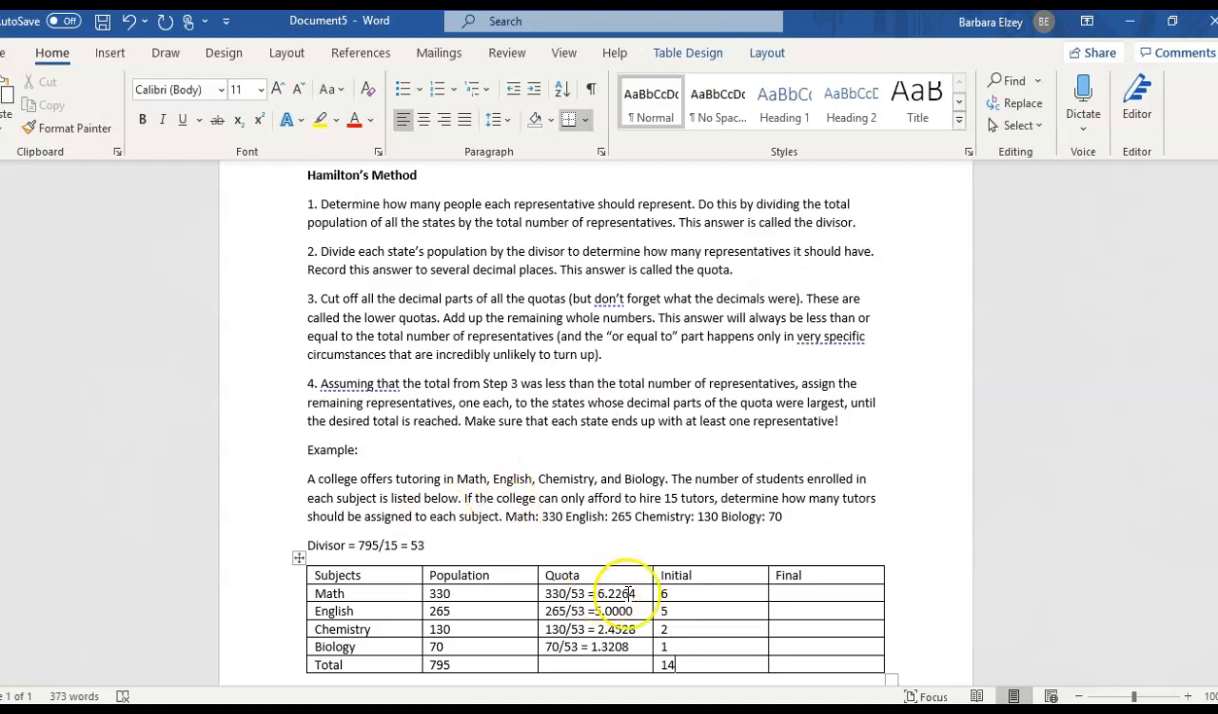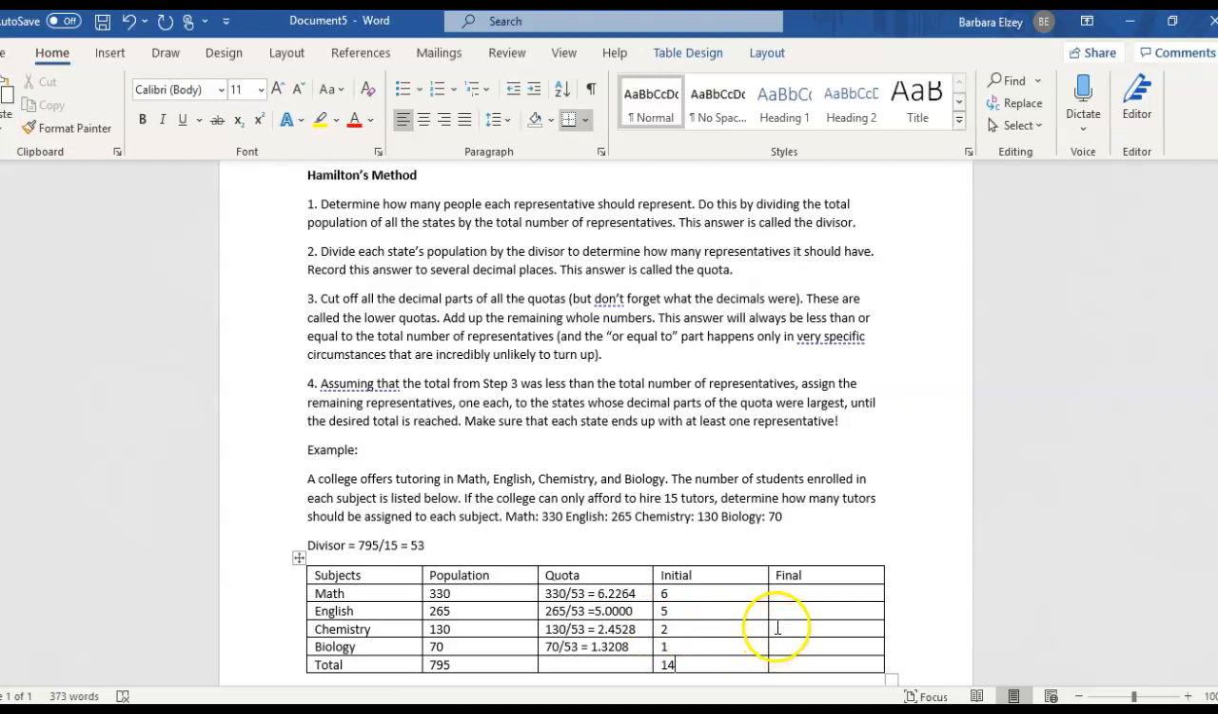We're going to look at the decimals back here in our quota. So let's notice that the 6 has a decimal of 0.2264. So 2264 is our decimal. The 5 has a decimal of 0.0000. The 2 had a decimal of 0.4528. And the 1 had a decimal of 0.3208. Just looking at those decimals, the biggest one is 0.4528. So chemistry, because it's got the bigger decimal right here, is going to get an extra seat.